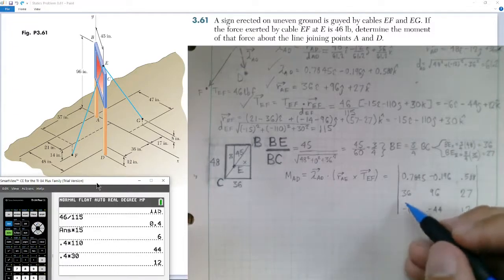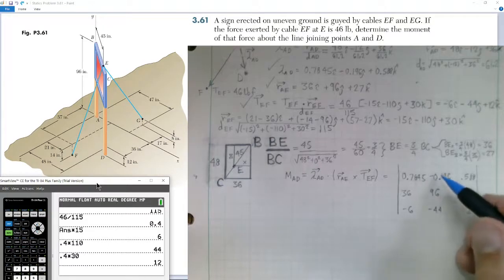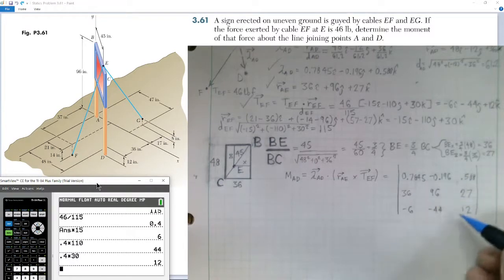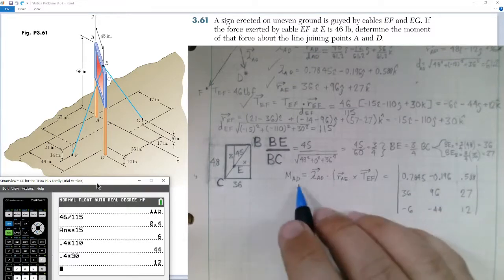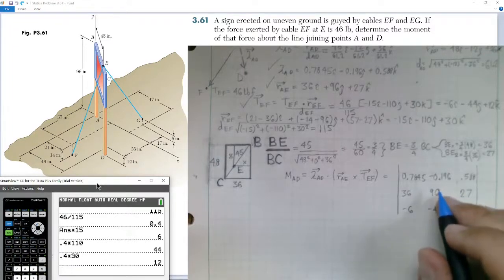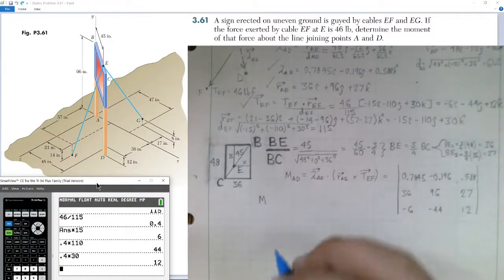Now, to solve this determinant, we could write out the columns, repeat the i hat, j hat columns, and then do our typical diagonal method, adding and then subtracting the products. What we can do, since this is a scalar value, there's no moment here, there's no vector here, I should say, we can actually do this by using the determinant function of the calculator. So we use our calculator function and determine what the moment about axis A to D is that way.